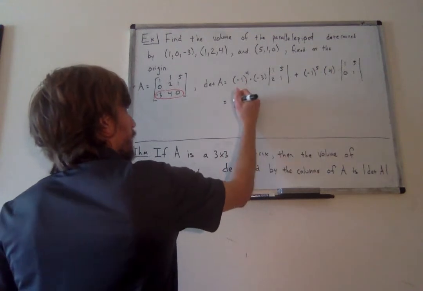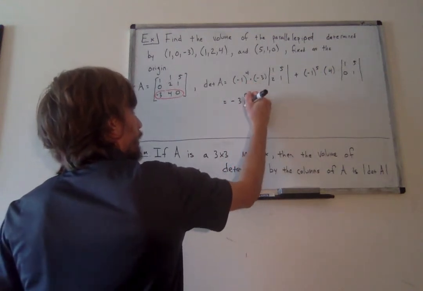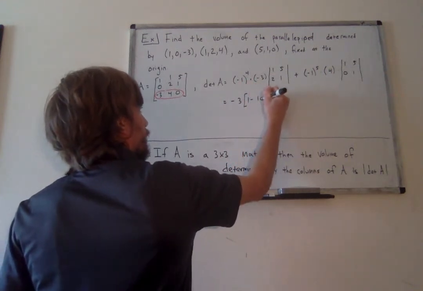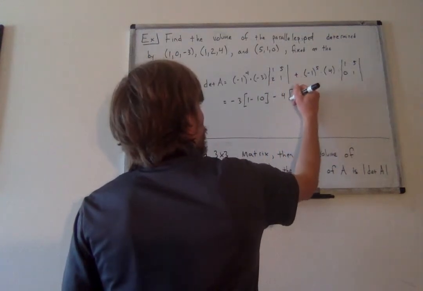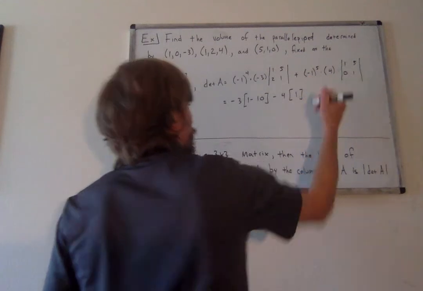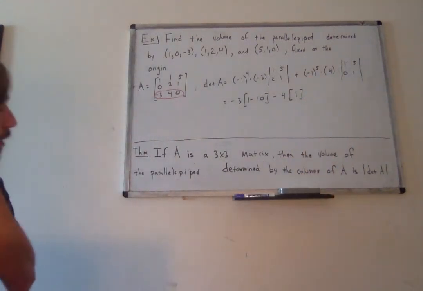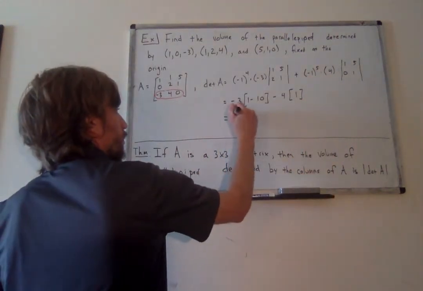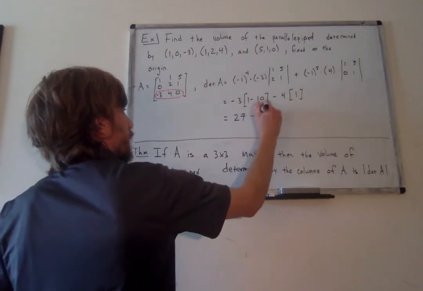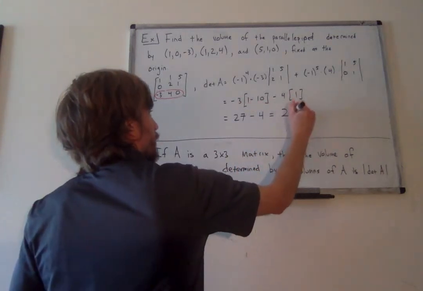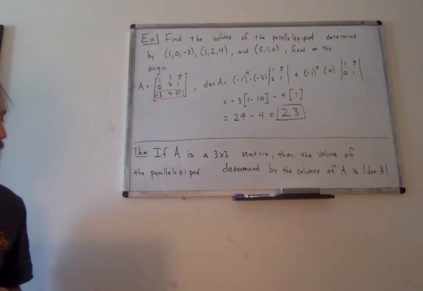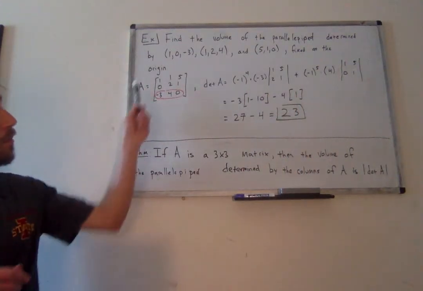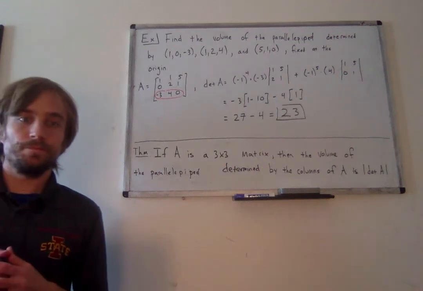So expanding this out, I get -3 times 1 minus 10 minus 4 times, well, 1 minus 0 is just 1. So this comes out to 27 minus 4, which is equal to 23. And notice, since this number is positive, I don't have to change it. And so this would be the volume of the parallelepiped.